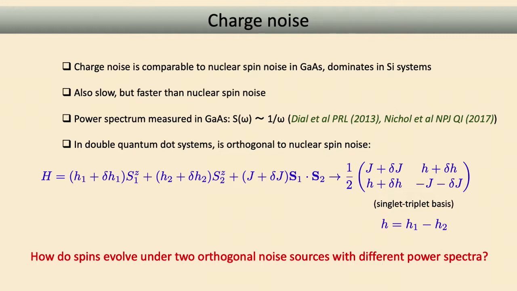And in a double quantum dot system where I have two electrons that talk to each other because they're close and their wave functions overlap, I can express that system using this Hamiltonian, this energy operator, in the following way. I can describe it by this 2x2 matrix, where on the diagonals I have the exchange coupling and the fluctuations in that coupling. And then on the off diagonal, I have the difference in the magnetic field seen by the two electron spins and the fluctuations coming from the nuclei.